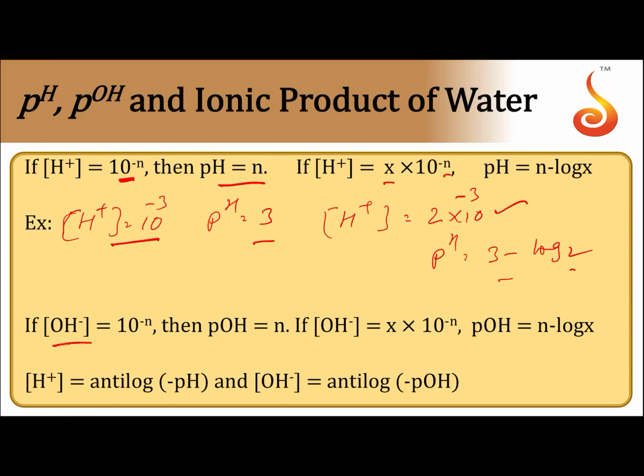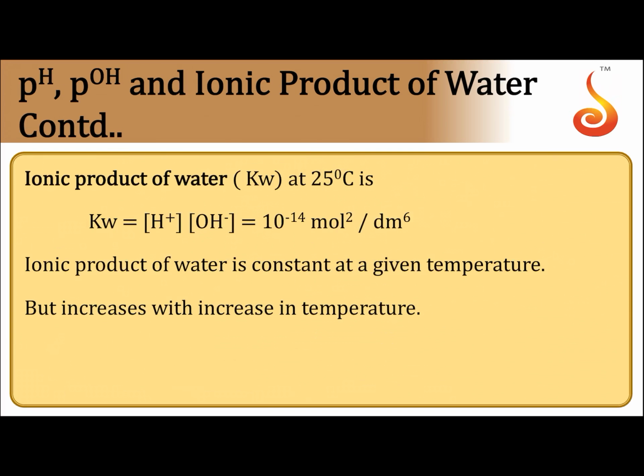Similarly, the same formula can be applied for the OH minus ion also. And H plus will be equal to the anti-log of minus pH. Suppose pH is equal to 3. What is the value of H plus? That is the anti-log of -3, which becomes 10 to the power of -3. Similarly for the OH minus ion also.